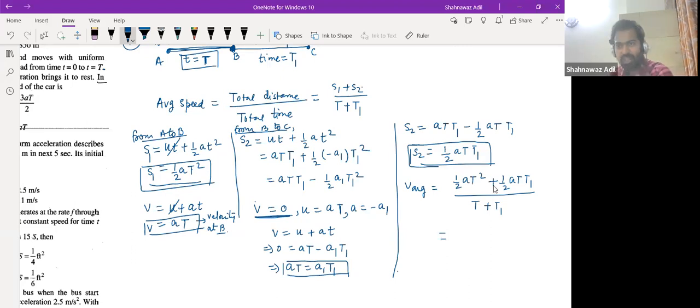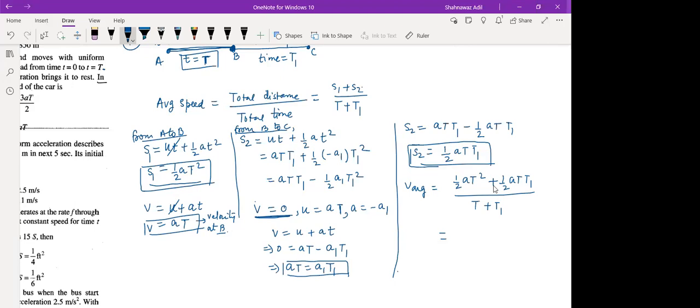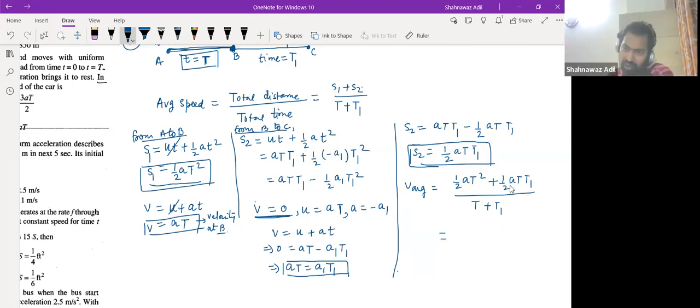So what is common in the numerator, guys? What is common? Half a T, right? Half a T, you are correct. So half a T is common and we'll get T plus T1. And in the denominator, what do we have? T plus T1. So this cancels out and we'll get half a T. So this is our average speed.